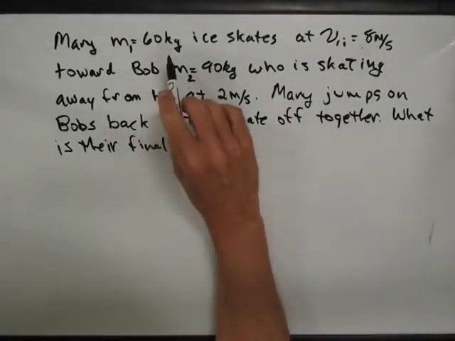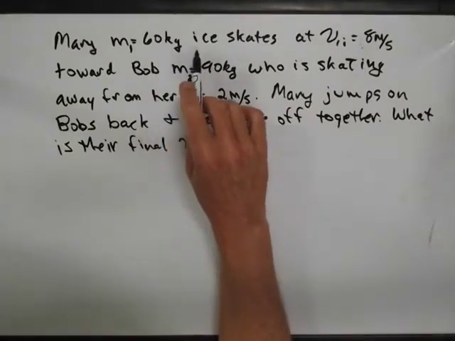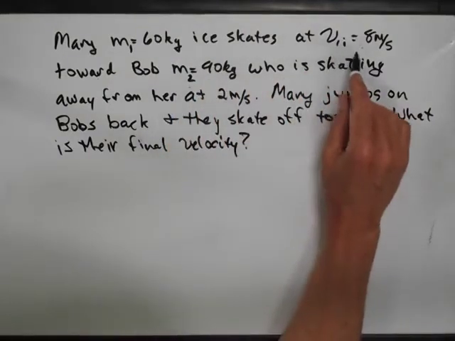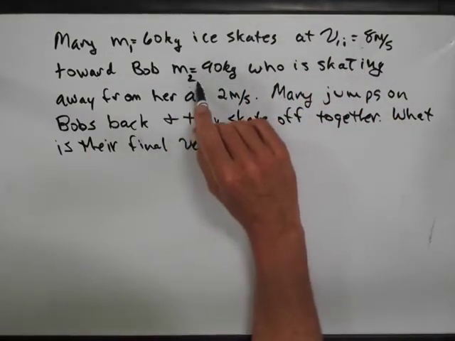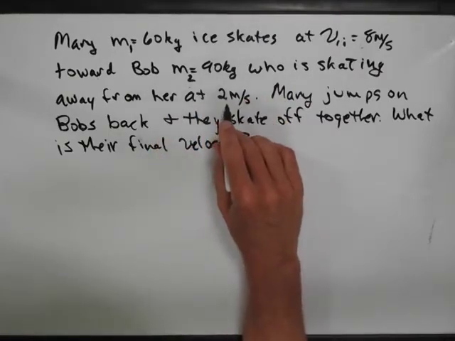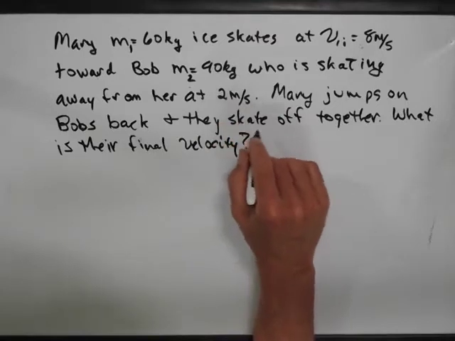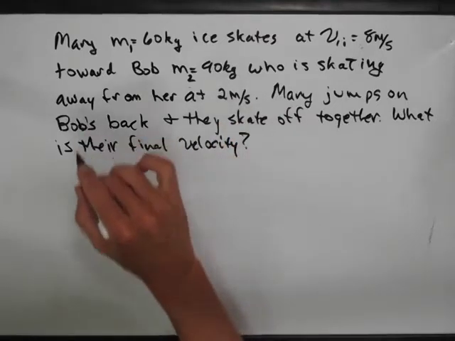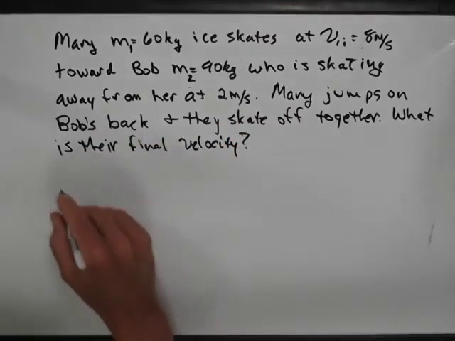So Mary has a mass of 60 kilograms, and she ice skates at 8 meters per second towards Bob, who has a mass of 90 kilograms, who is skating away from her at 2 meters per second. Mary jumps on Bob's back, and they skate off together. What is their final velocity?